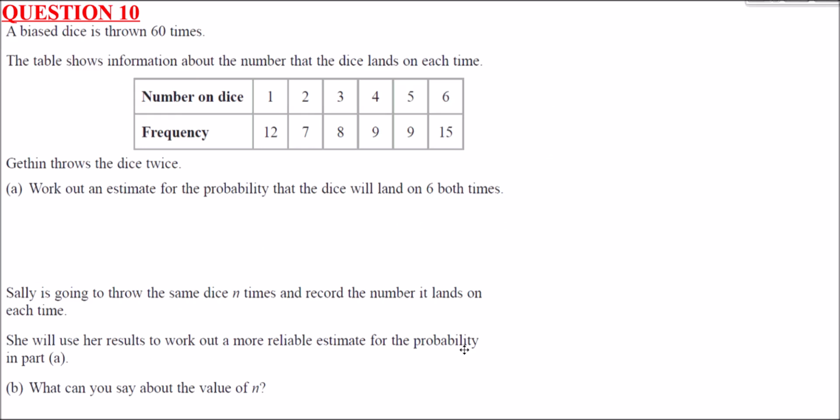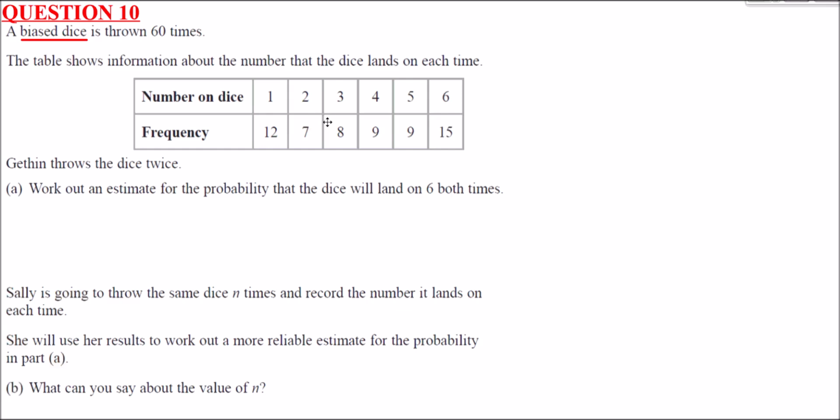Question 10, we have a biased dice. Important, it's biased. Can highlight that straight away. The table shows information about the number that the dice lands on each time. So as you can see, it doesn't land on 1, 2, 3, 4, 5, 6 evenly, not even close. An unbiased dice, you wouldn't have an even number necessarily. But if you look here, we've got more than double the number of 6s than 2s. So this dice is not normal.